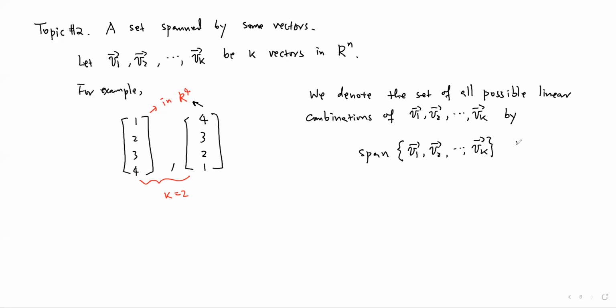So actually, this set is a subset of Rn. This set is one part of Rn, a subset of Rn. It's because each vector is from Rn. A linear combination is a vector. The vector is still in Rn. So this set is a subset of Rn.